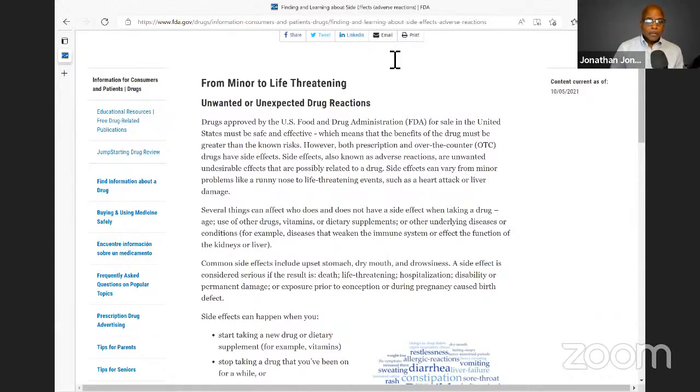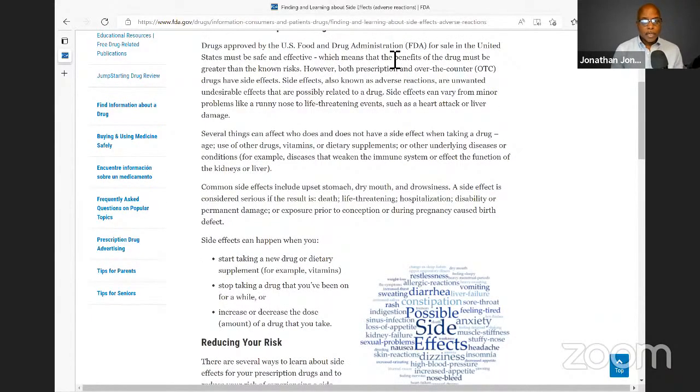So they go on to mention several things that can affect who does and does not have side effects when taking a drug. And this is how they indemnify themselves. Your age could have an effect. You could be using other drugs. You could be using vitamins or dietary supplements. You could have other underlying diseases or conditions, for example, diseases that weaken the immune system or affect the function of the kidneys or the liver.